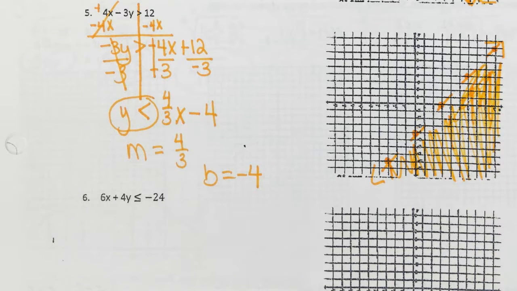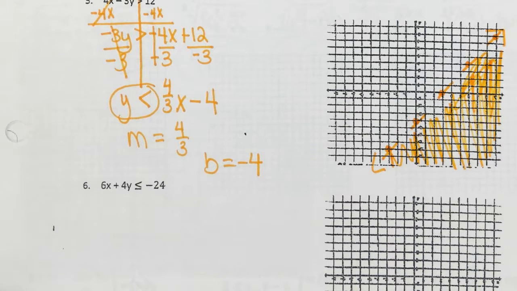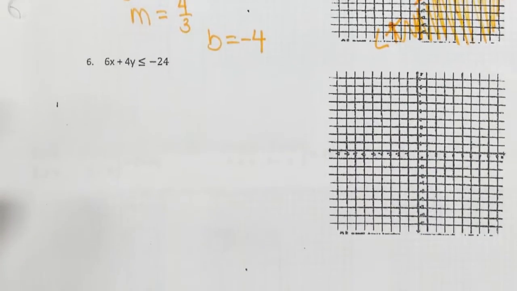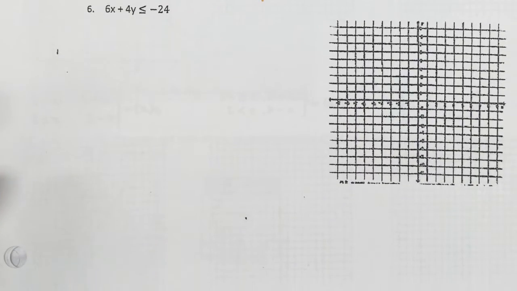All right, number 6. I want y'all to try that one on your own, okay? Try number 6. Mallory, you okay? Okay. All right, y'all try number 6, and then we'll come back together and see how we did, okay? Try number 6.